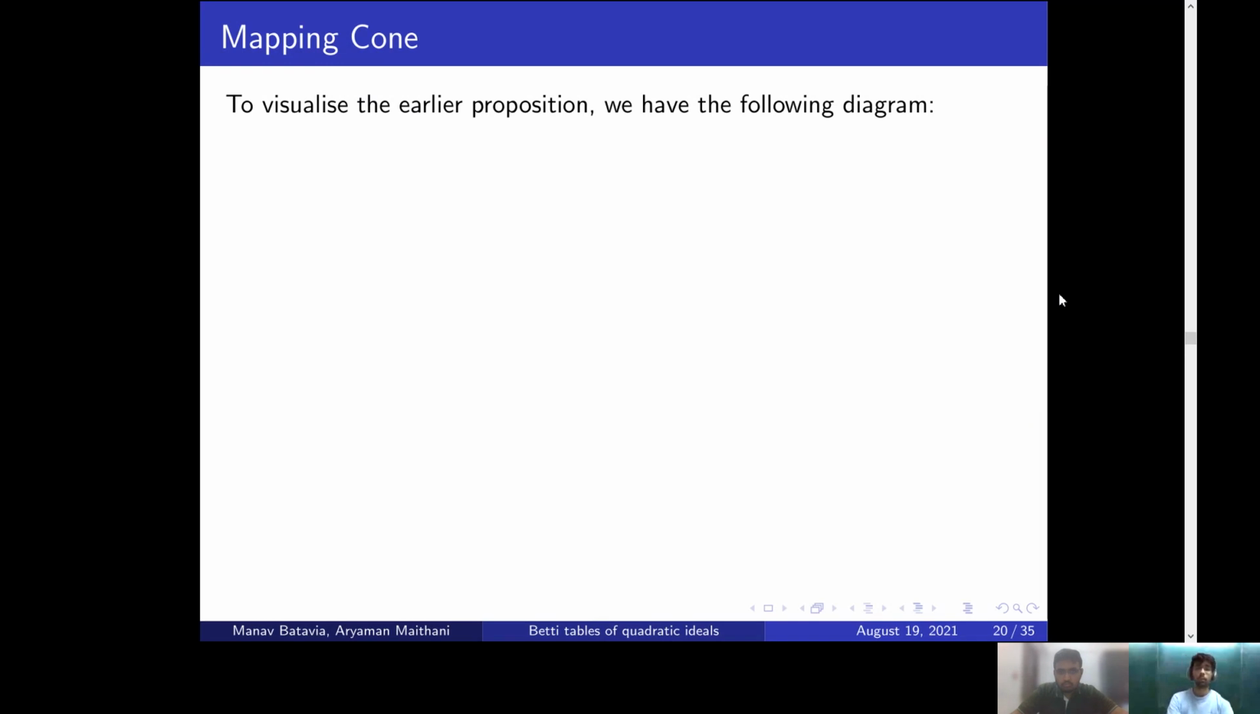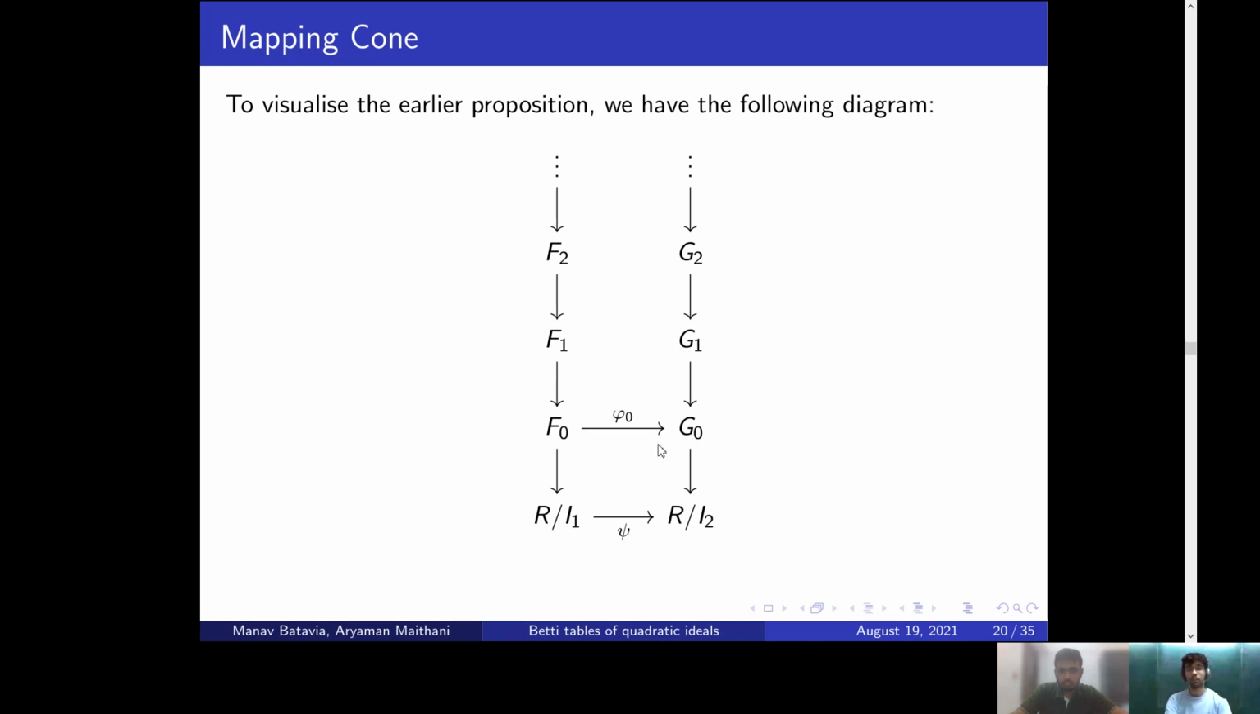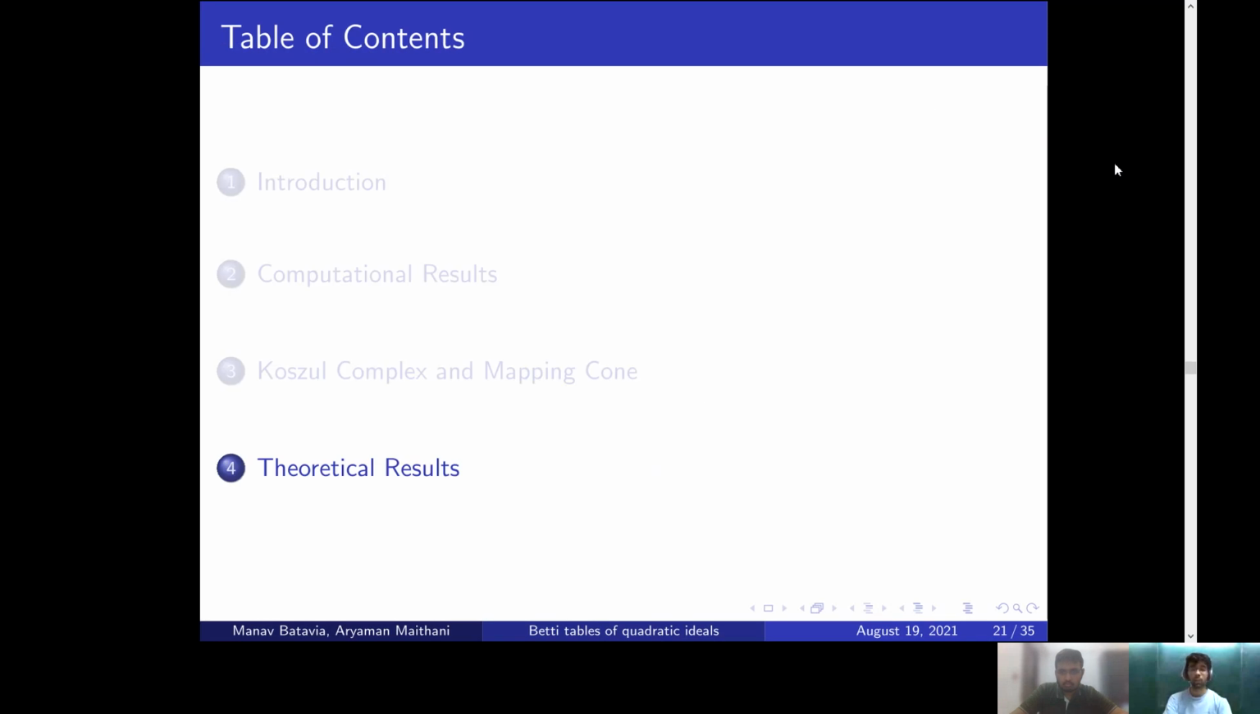To see what we mean by the extension of maps, we have a map from R mod I1 to R mod I2 as follows, psi. And what I'm saying is that we have these maps phi naught, phi 1, phi 2, such that all of these squares commute. Moreover, the condition that the image of f dot is contained in m times g dot is simply saying that each of these phi i's have matrix entries in the maximal ideal. And now we move on to the theoretical results.